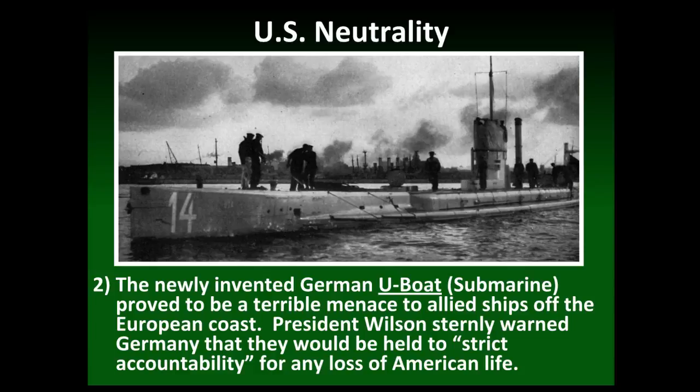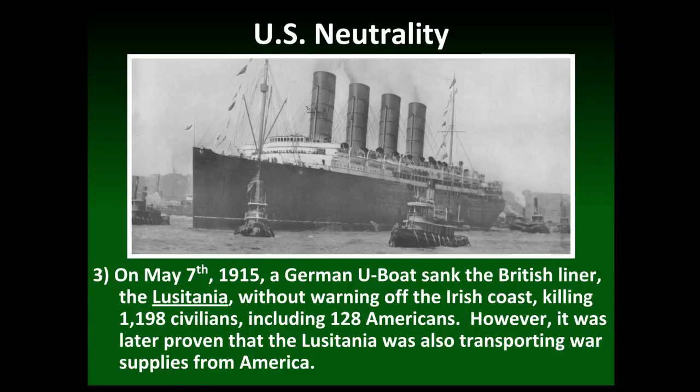So we warned the Germans. We said, hey, if you sink any ships that have American lives on them, you will be held accountable for that. And we made sure that they knew what was a passenger ship versus what was a military ship or what was a cargo ship. And for a while it worked. But on May 7th of 1915, the Germans sank a British passenger ship called the Lusitania. And the Lusitania had 1,200 civilians on it. 128 of them were American. The rest were mostly British.